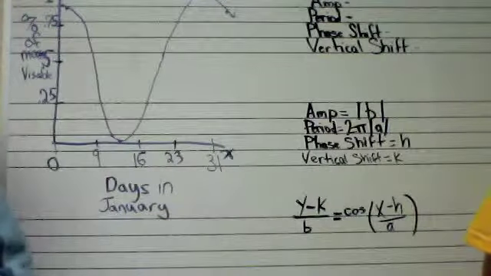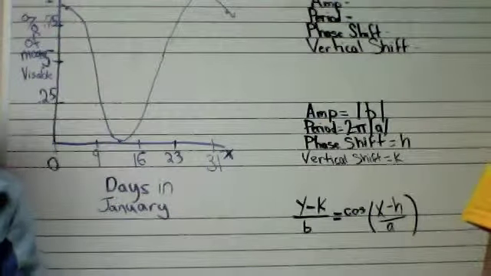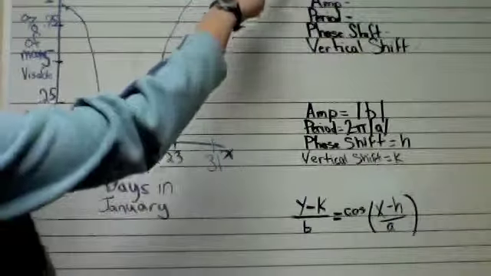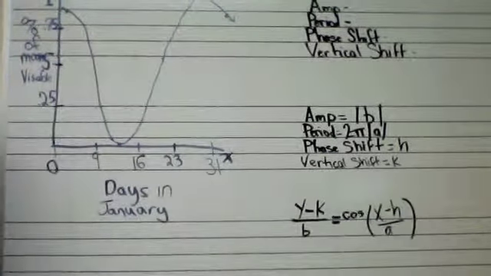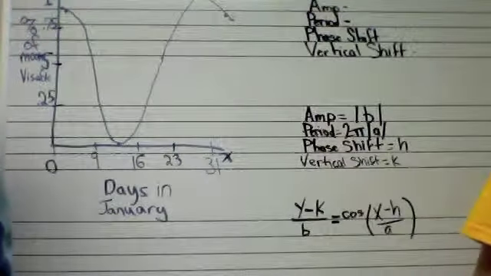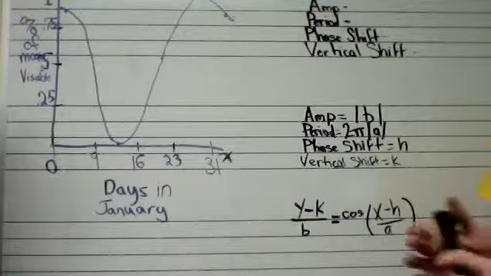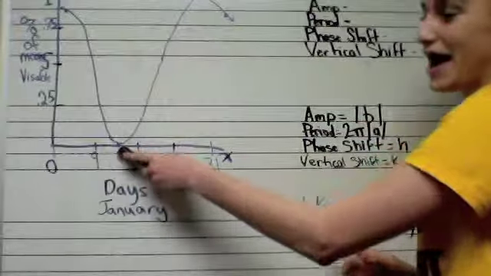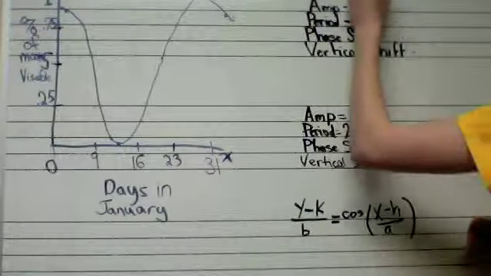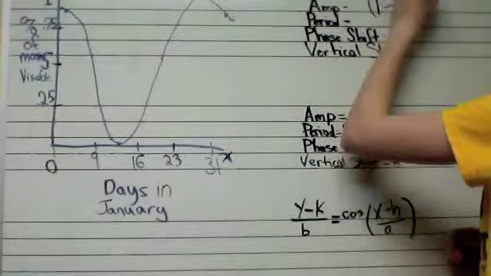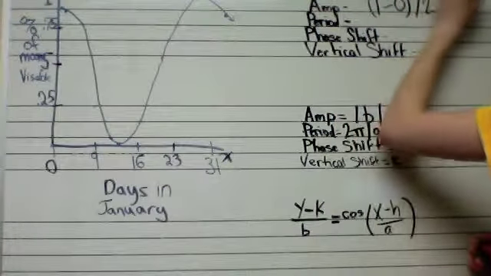Now we need to find the equation. To make an equation for the graph, we need to find the amplitude, period, phase shift, and vertical shift. The amplitude is half the distance between the maximum and minimum. So you'll have 1 minus 0 divided by 2, and that equals 0.5.